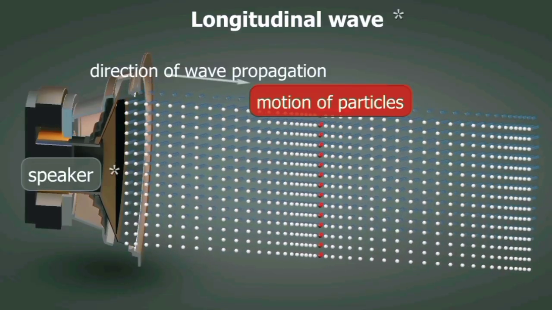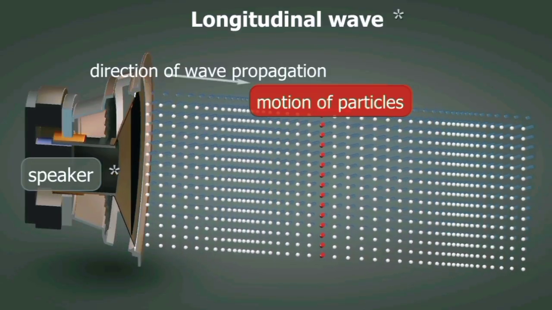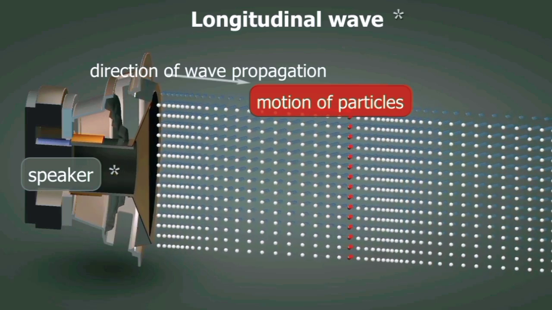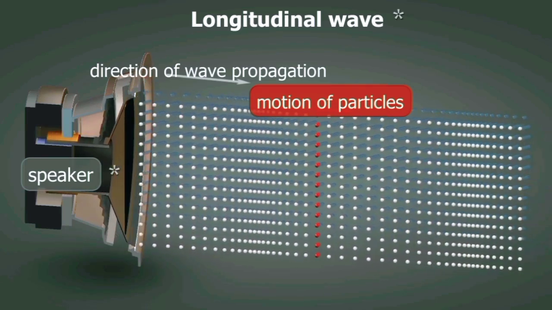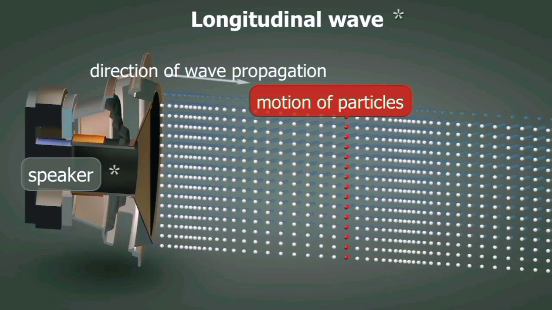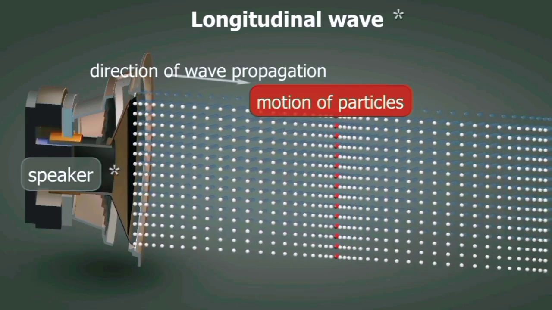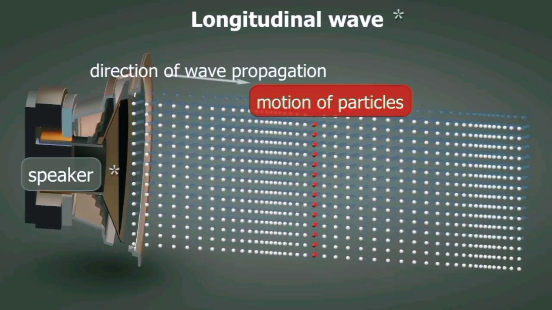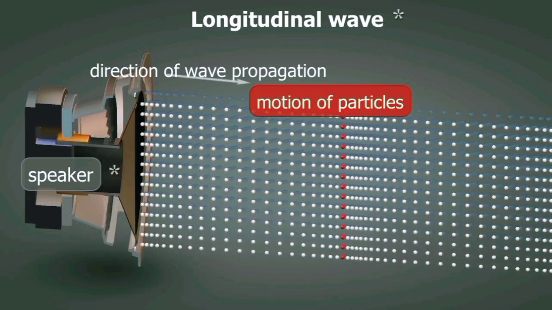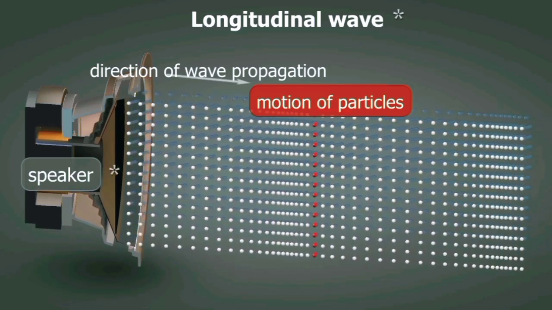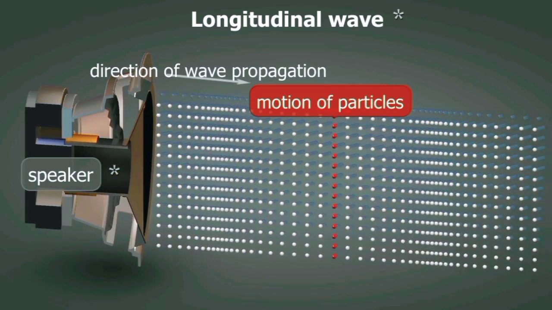The particles of the medium move parallel to the direction of the wave's propagation. Compression and rarefaction occur as the wave travels. Examples: sound waves travel through air, water, or solids. Seismic P-waves, primary waves generated by earthquakes. Compression waves in springs, when you compress and release a spring or slinky.